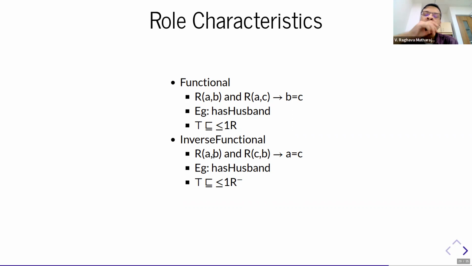Okay, inverse functional. So inverse functional again, if A has husband B and C has husband B, then this means that A is same as C. So that's the inverse functional. So you are just focusing on the first argument of the relation. And this is how you specify this in description logics.